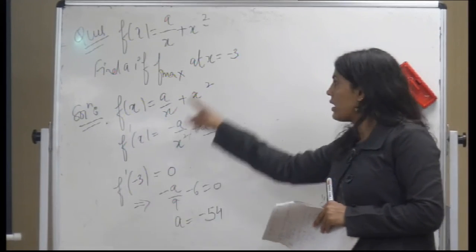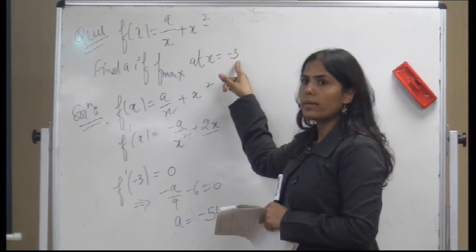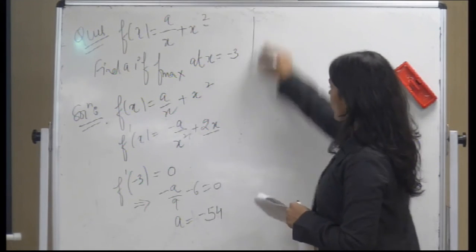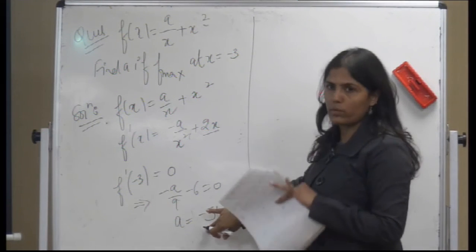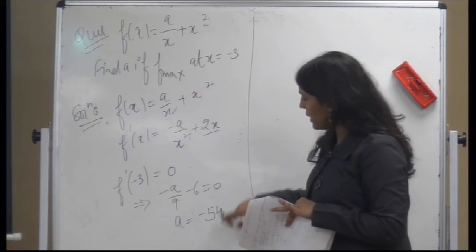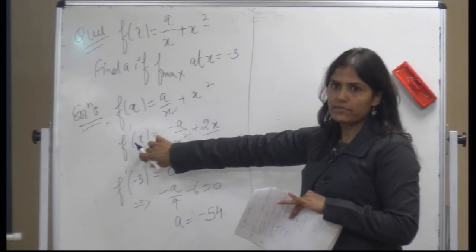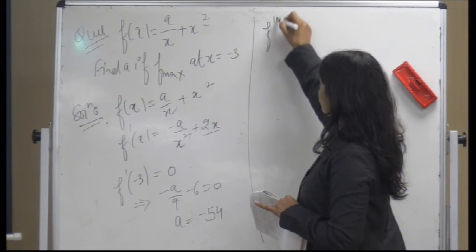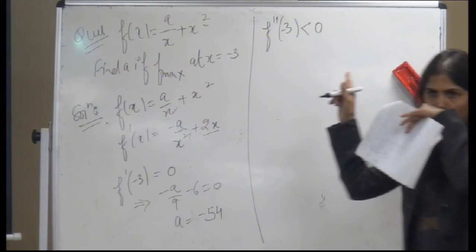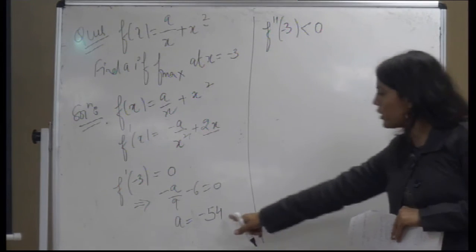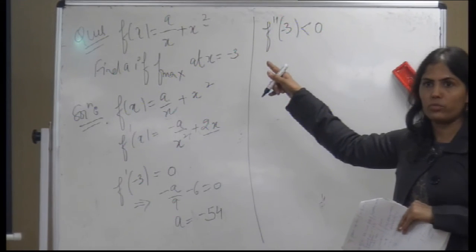If this, what we are saying, find a if f has a max at x equal to minus 3. So now what next thing should be? This is the a value, only one a value we are getting. So it means at this point second derivative should be less than 0. So f double dash of minus 3 should be less than 0 corresponding to this value.